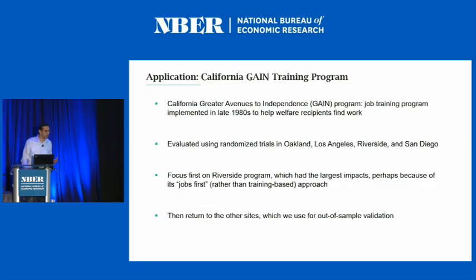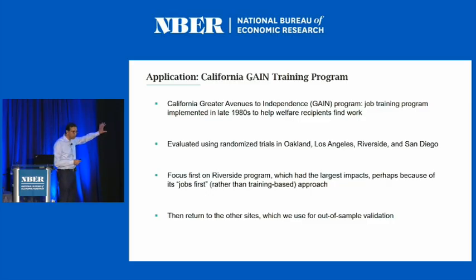So to do this, I'm going to talk about an application in the context of job training, the California GAIN job training program, which was implemented in the late 1980s to help welfare recipients find work. So this program was evaluated using randomized trials in 4 different cities in California. And I'm going to focus first on one of those sites, the Riverside site, which prior work has shown had the largest impacts on employment outcomes, perhaps because of its jobs first sort of approach. They focused on getting people into work as opposed to training people and giving them skills up front. So a little bit of a different style of job training program relative to the other 3 sites.